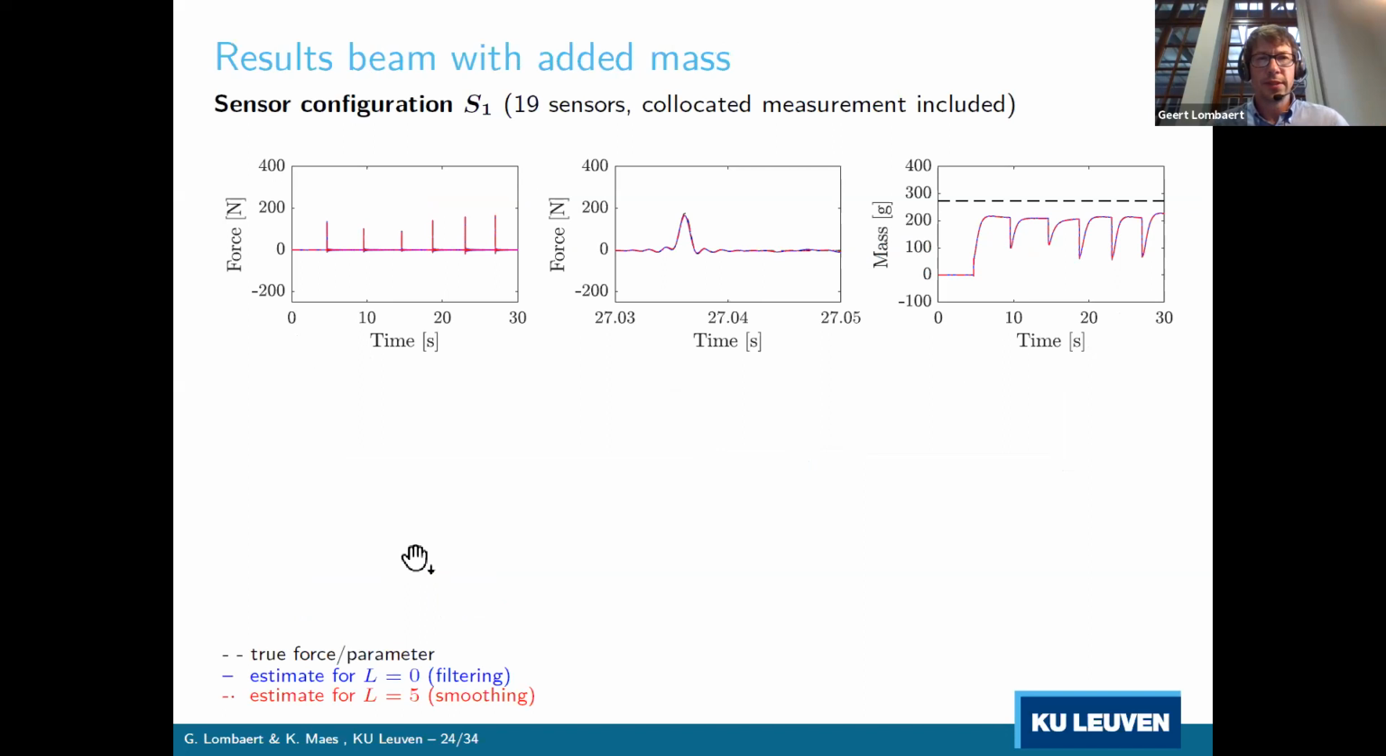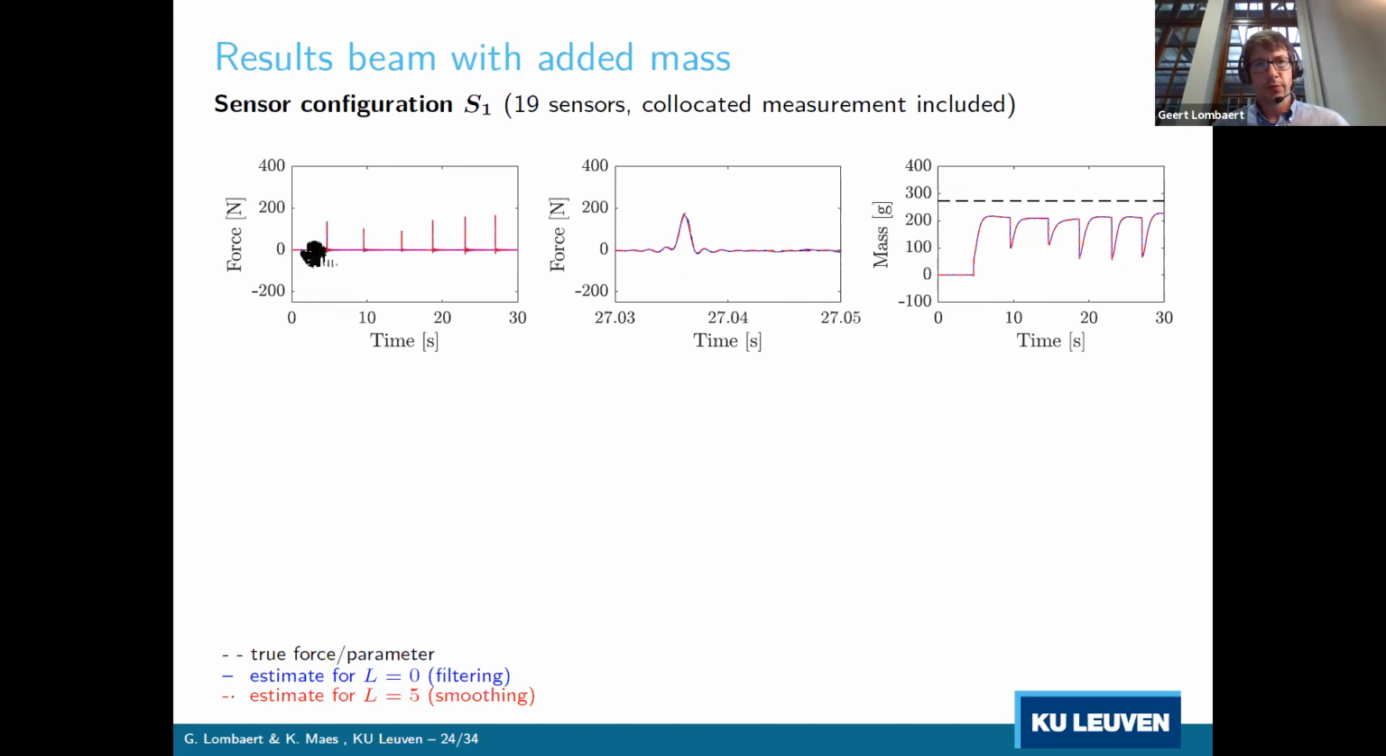So this is a result for sensor configuration S1. Again, full time history, detail of the time history, and these two figures here are for the input, the actual force, and you have 3 results which are basically on top of each other. So the errors here are quite small. You can see how both the filtering and the smoothing give an estimate of the force which is close to the true value. And then the third figure here shows the mass which has been estimated from the experiment.